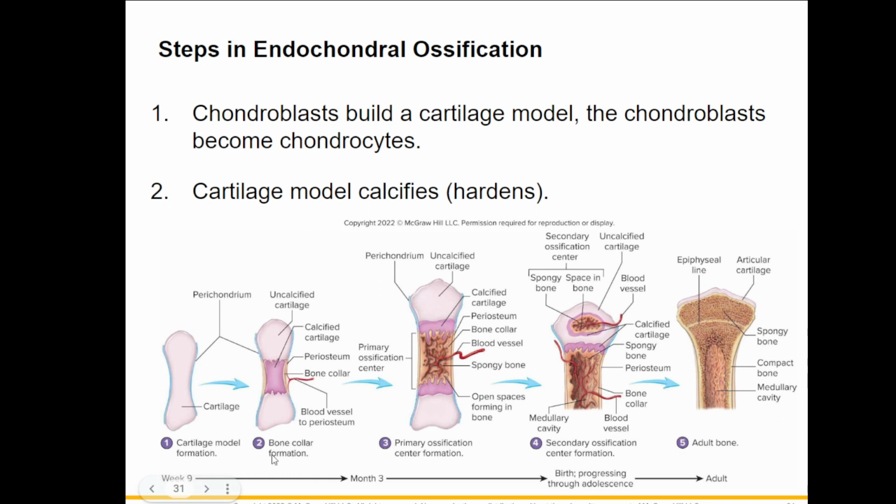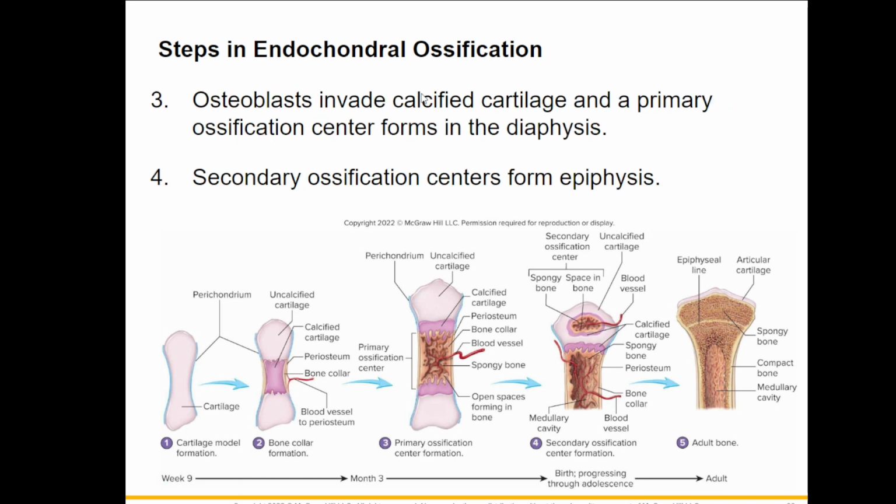In number 2, a bone collar will form. So this is the bone collar. So what happens here is osteoblasts will start to line up on the sides, no? And will start to produce your bone matrix. Thus, the cartilage model will start to calcify or to harden. So as osteoblasts invade the calcified cartilage, it will now form the primary ossification center in the diaphysis. So in a cartilage, the first one that calcifies is the diaphysis.